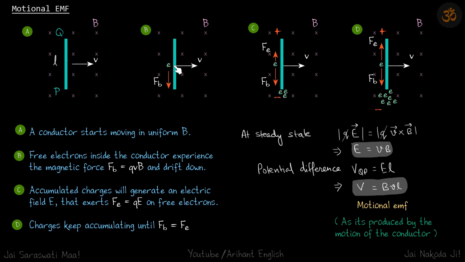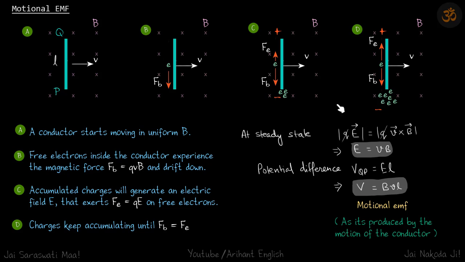As more and more electrons start to drift down, the free electrons which are still here will now experience an upward force because of the electric field. And the downward force is still constant, which is QVB. The upward force is increasing because more and more electrons are getting accumulated here. So that's what will happen in the final step. Charges will keep accumulating until Fb is equal to Fe. Again, Fb is constant and its value is QVB.